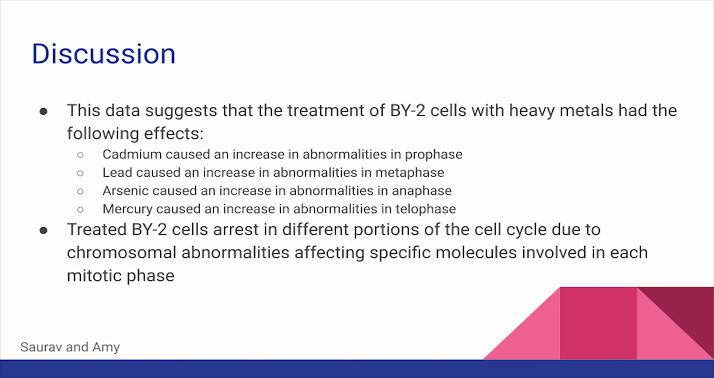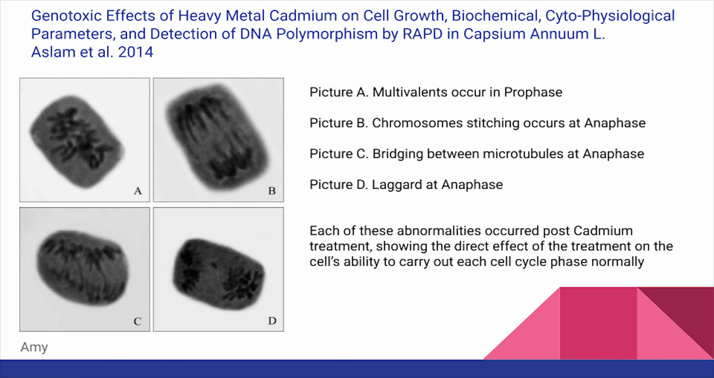Treated BY-2 cells arrest in different portions of the cell cycle due to chromosomal abnormalities affecting specific molecules involved in each mitotic phase. These images found from the cadmium research paper represent the 4 abnormalities that occurred in metaphase and anaphase after their cadmium treatment. Like our results with BY-2 cells, this heavy metal treatment directly affected the cell cycle process. These abnormalities include multivalence in prophase in picture A, chromosome stitching at anaphase in picture B, bridging between microtubules at anaphase in picture C, and laggard at anaphase in picture D.